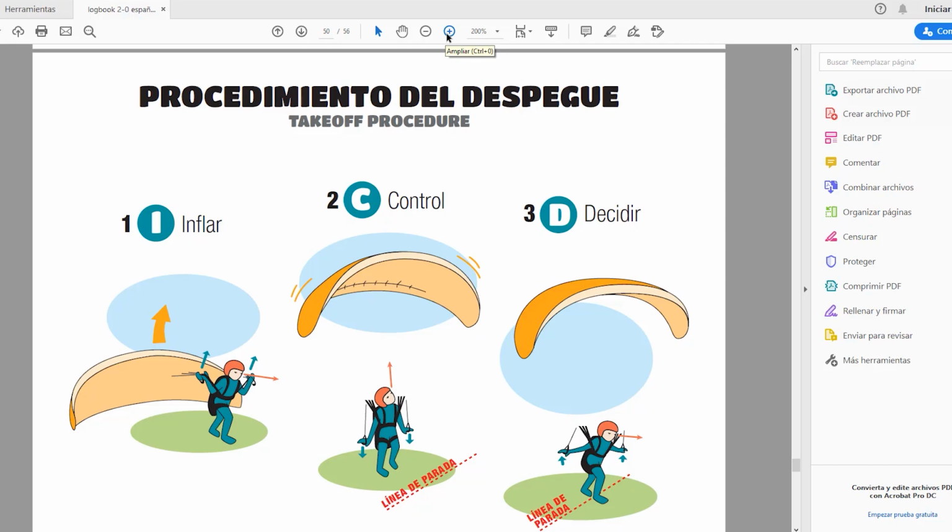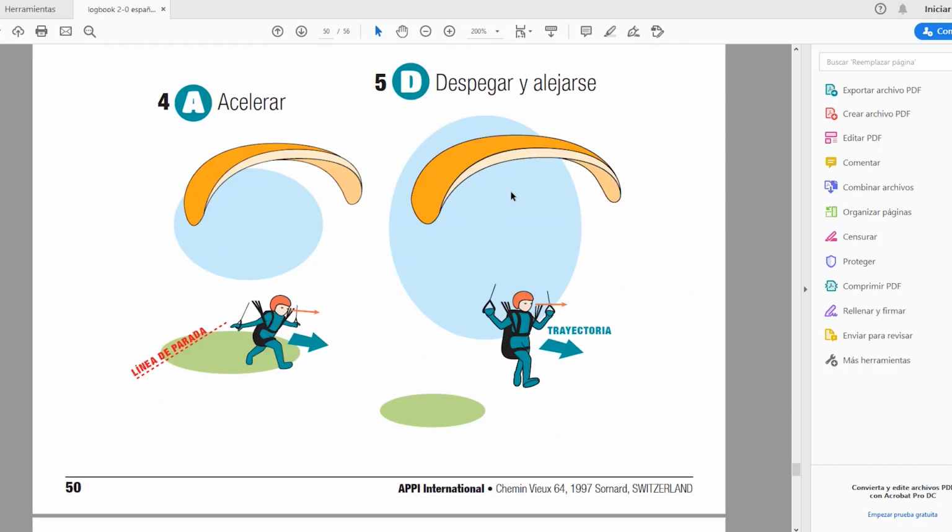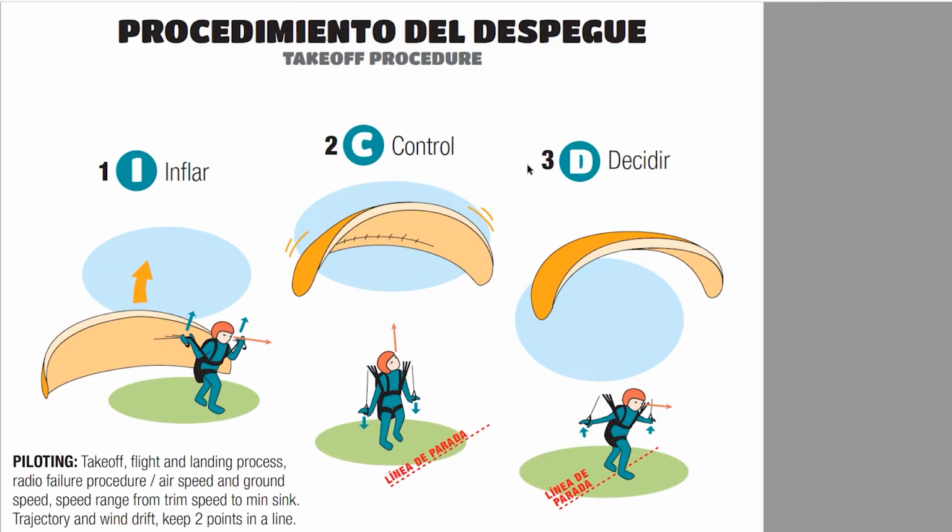Regarding the takeoff process, you can find the theory in the logbook on page 50. The phases of takeoff are divided into 5. Sometimes they're fewer, but the flight book divides them into 5. The first is inflation. The second is the control stage. When the wing is inflated, you should release the risers and break the wing.